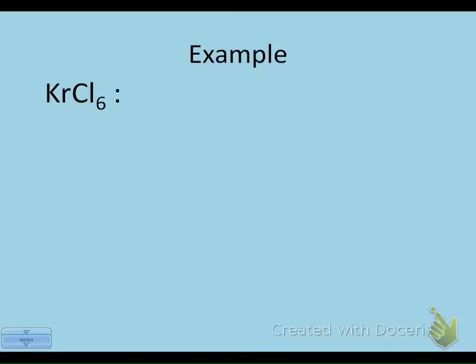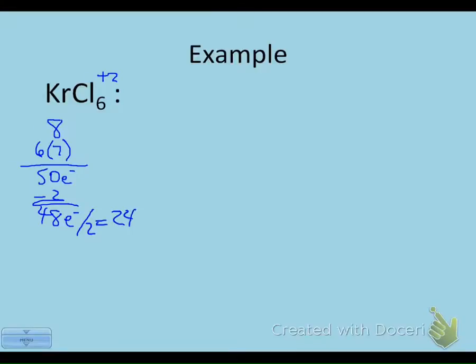Okay, caught myself before I got too carried away there. Let's remove that work for a second. I realized that there is a missing charge on this one. This is an ion. It's +2, so let's go back and start that over. The krypton has 8. There are 6 times 7 valence for the chlorine, just like before. And that is still 50 electrons. But now it's a +2 charge, which means I have a deficit of electrons. So I really only have 48 electrons. So we divide by 2, and that's 24 pairs of electrons.